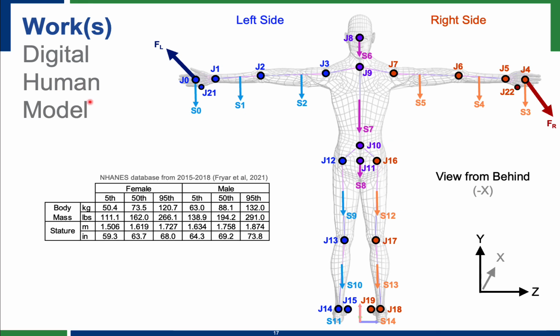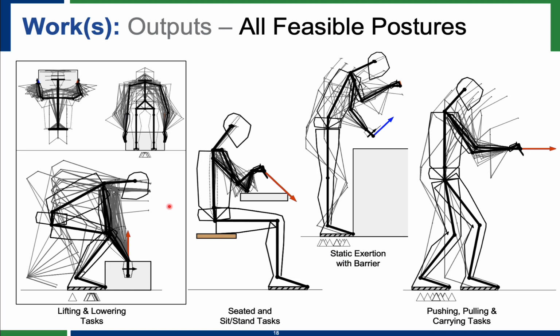We have a standard digital human model with multiple segments. We make some assumptions based on the literature as to where the centers of gravity are, and what percentage of the total body weight is attributed to each of the segments. And we use the very recent NHANES database to estimate body mass and stature for 5th, 50th, and 95th percentile females and males. And this just shows you some of the power of Works.